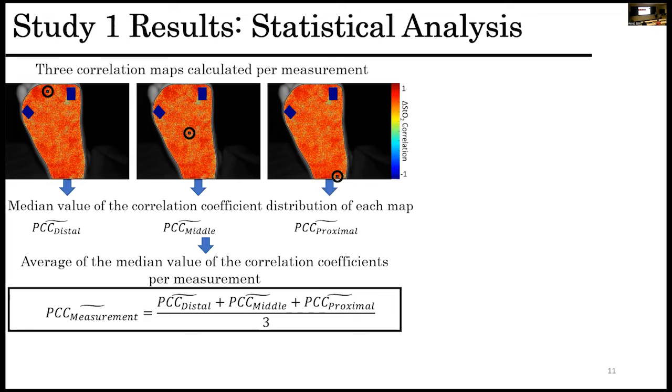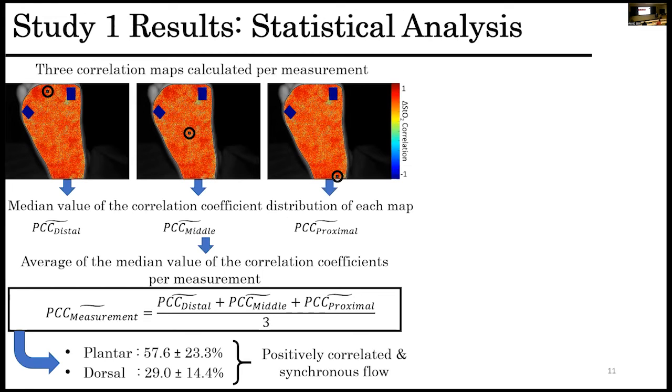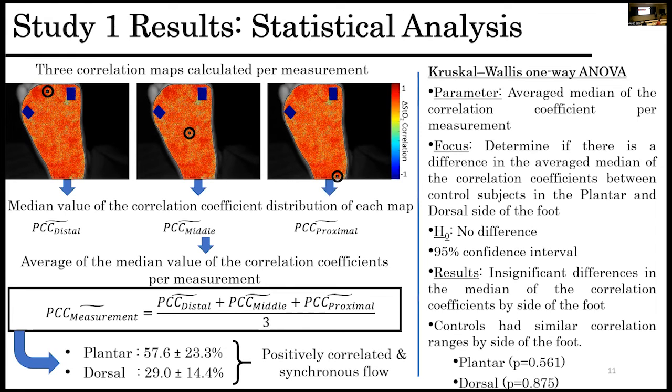And what we found was that on average, the plantar side of the foot had a typical correlation of 57% plus or minus 23%, whereas the dorsal side was 29% plus or minus 14, indicating positively correlated and synchronous flow. Now, we applied the Kruskal-Wallis one-way ANOVA to determine if there was a difference in the average median of the correlation coefficients between control subjects in the plantar and dorsal side of the foot.